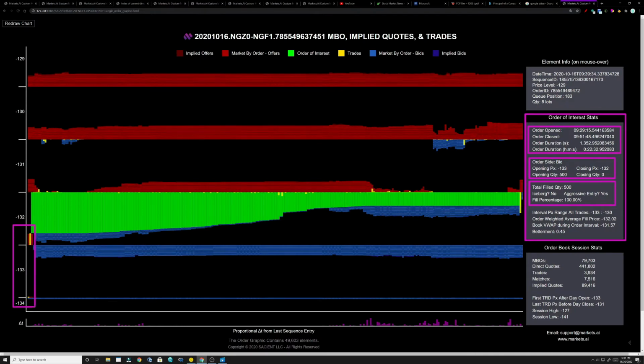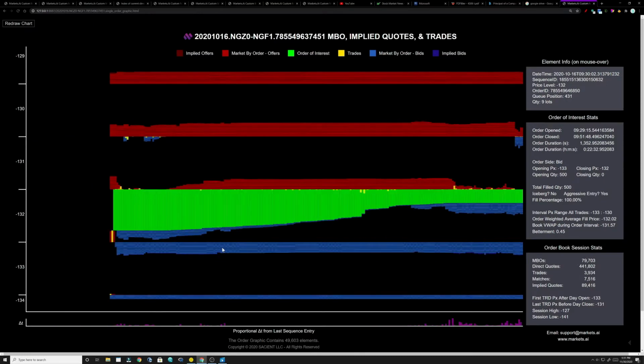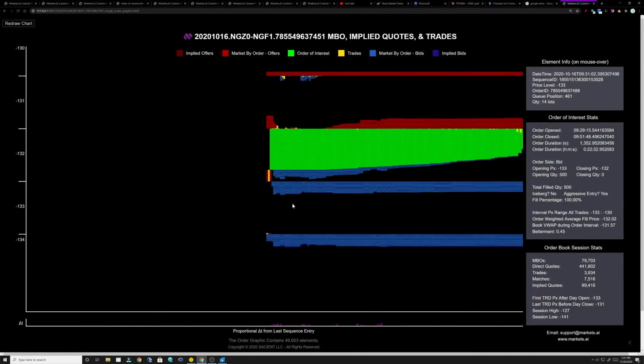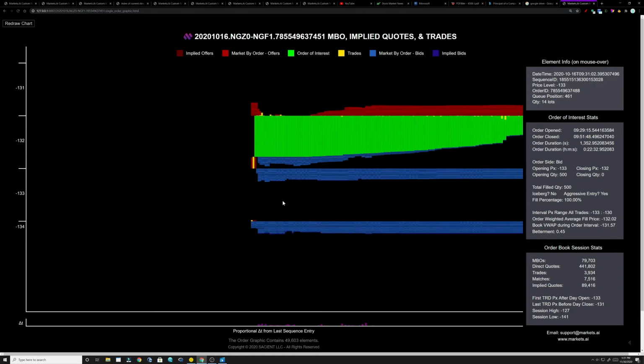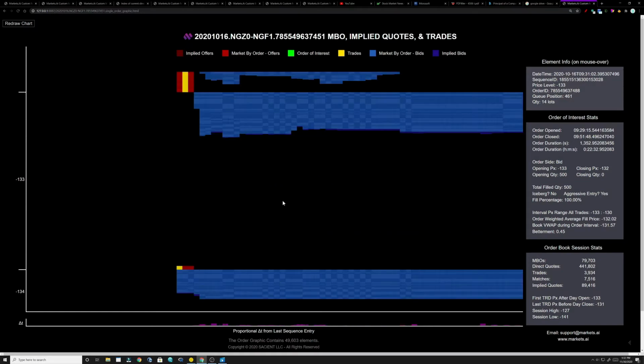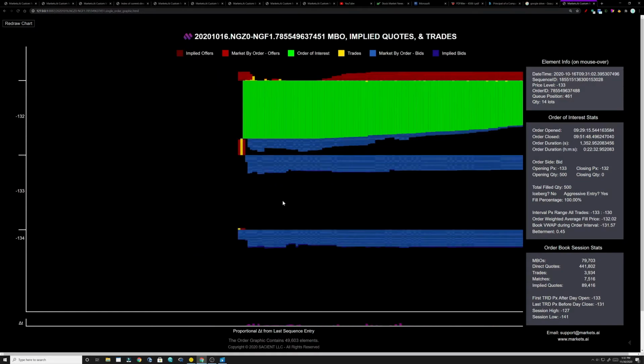It lifted 133s and it lifted whatever was at 132, and then it rested with its remaining quantity. So let's show you another feature of the graphic. You can pan and you can zoom, and all of the axes and price bands go along with it. That's a little bit too much.